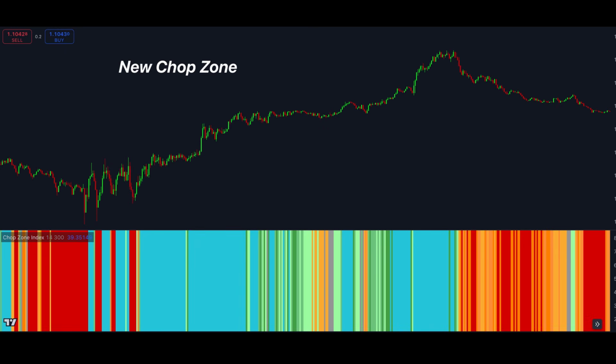Starting off, I tweaked the colors slightly to make it more readable. Blue still indicates a strong uptrend and red still indicates a strong downtrend. The variants of red and orange indicate choppiness leaning towards downwards momentum, while the variants of green indicate choppiness leaning towards upwards momentum, and gray sits somewhere in between the both of them.